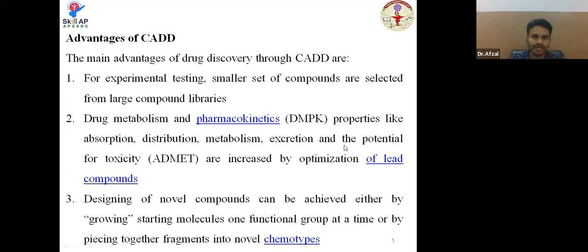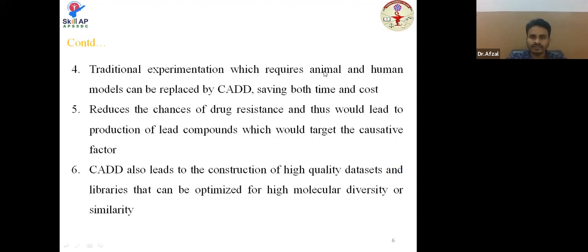That can also be screened by computer-aided drug design. And the traditional experimentation, as I said, which requires animal and human models, can be replaced by computer-aided drug design, saving both time as well as cost, right? And one of the major problems with the majority of the drugs, particularly the drugs that are used against cancers as well as microbial infections, is drug resistance.